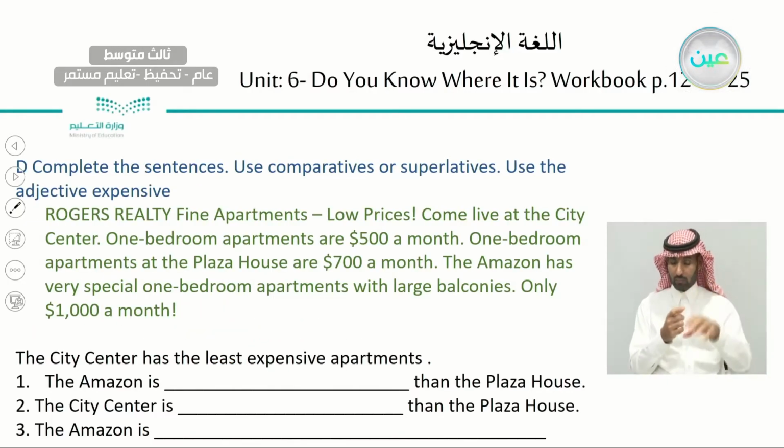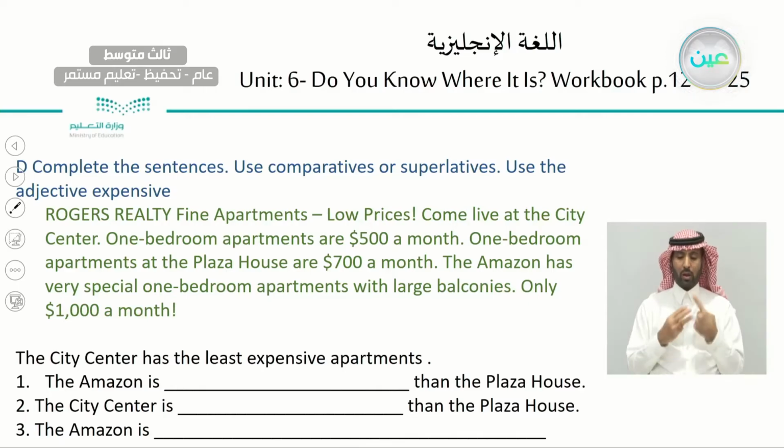D, complete the sentences. Use comparatives and superlatives. Also, we will use adjectives. Adjective: expensive. So this is the adjective we are using. Okay. So Dodger Realty Fine Apartments. This is an announcement. Low prices. Come live at the city center. 1-bedroom apartments are $500 a month. 1-bedroom apartments at the Plaza House are $700 a month. The Amazon has very special 1-bedroom apartments with large balconies, only $1,000 a month.